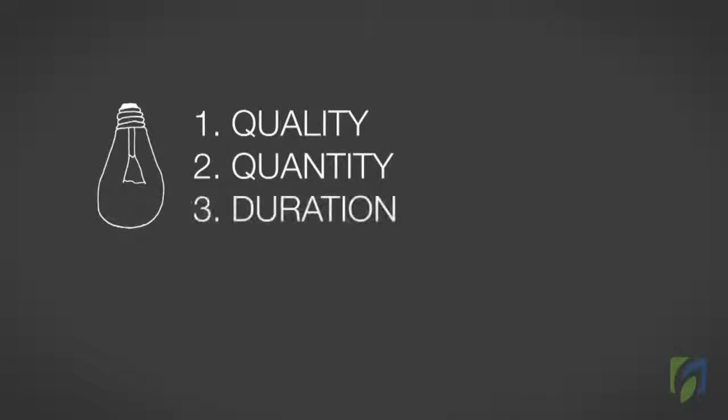Light is one of the environmental factors that affect plant growth. There are three principal characteristics of light that affect plant growth. These are quality, quantity, and duration. This video will focus on light quantity.